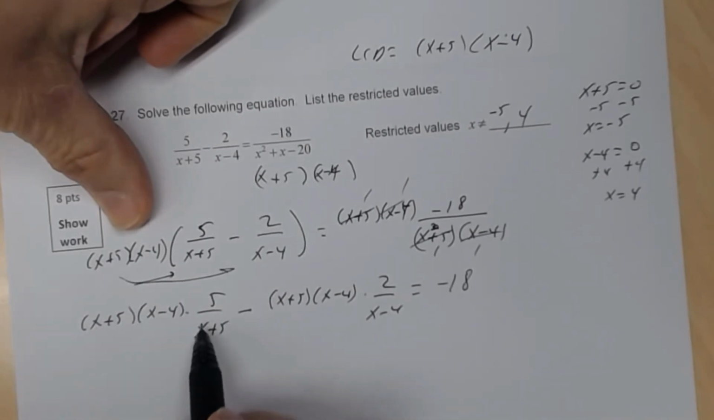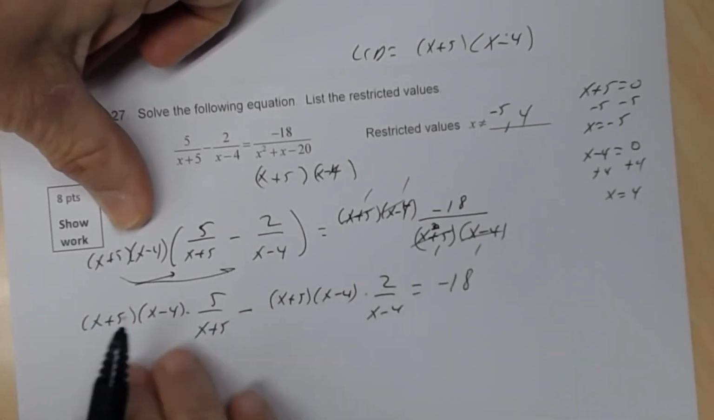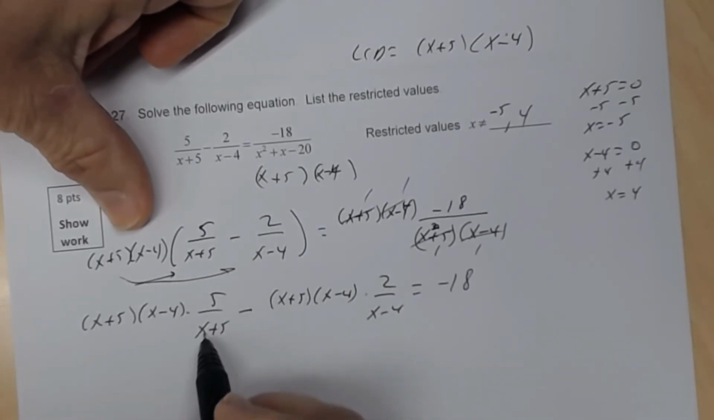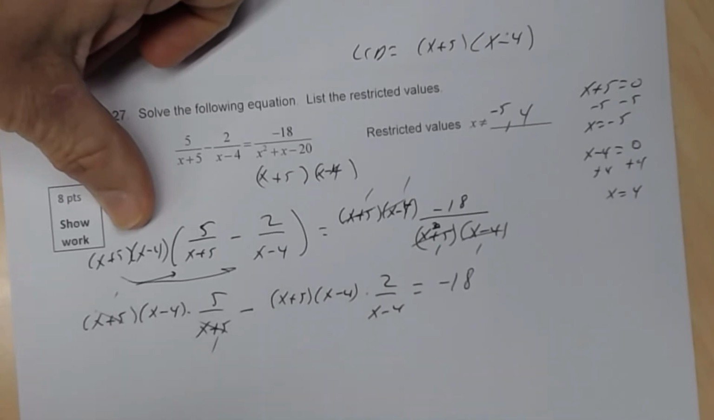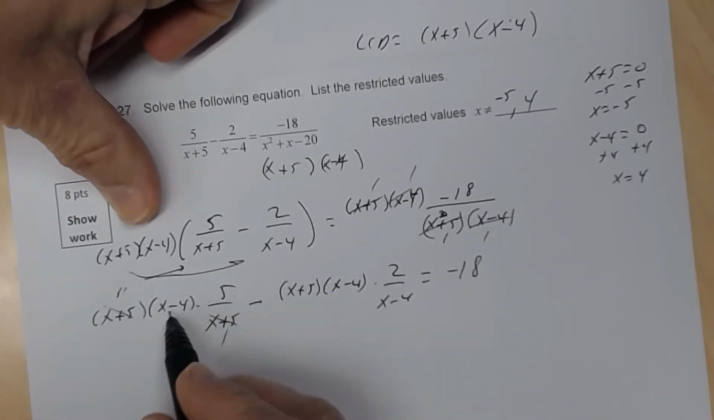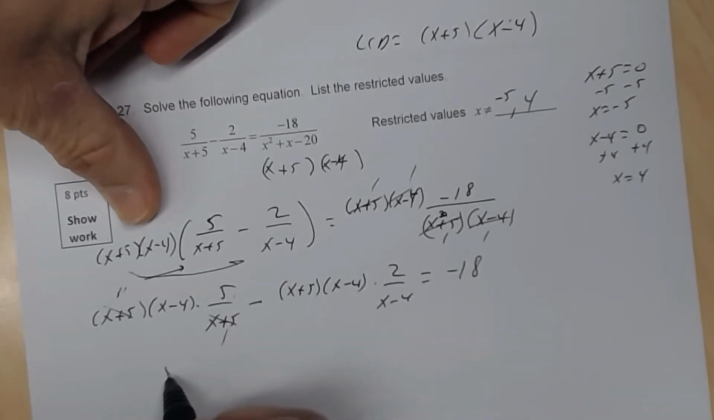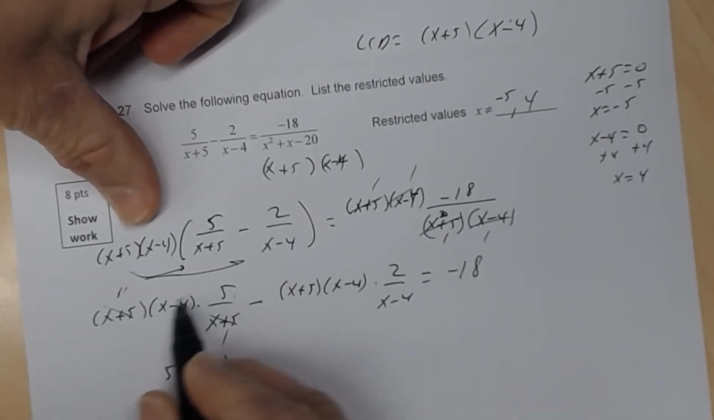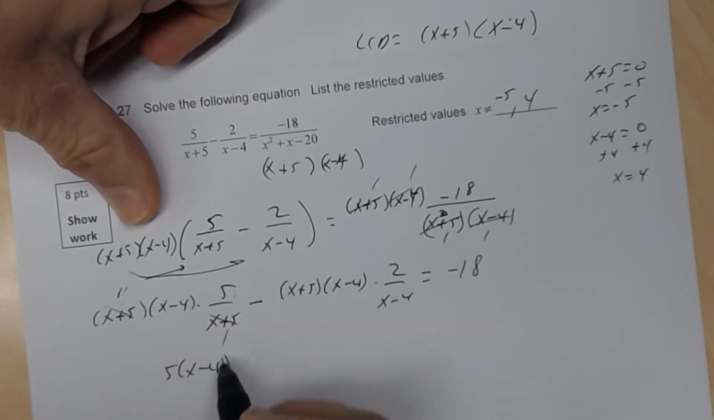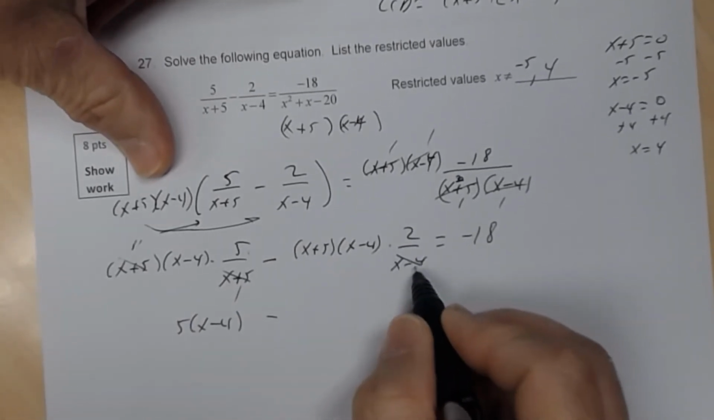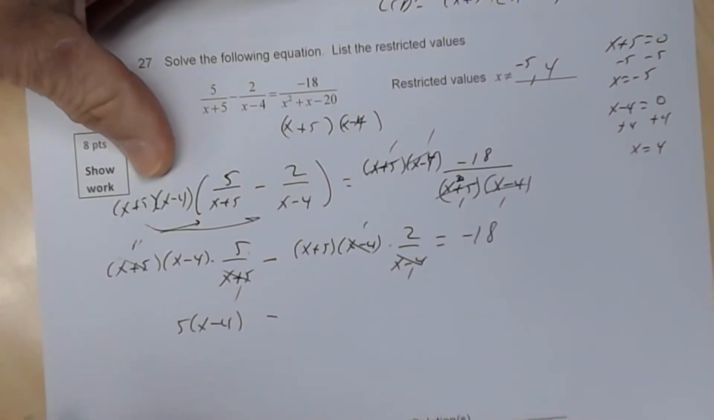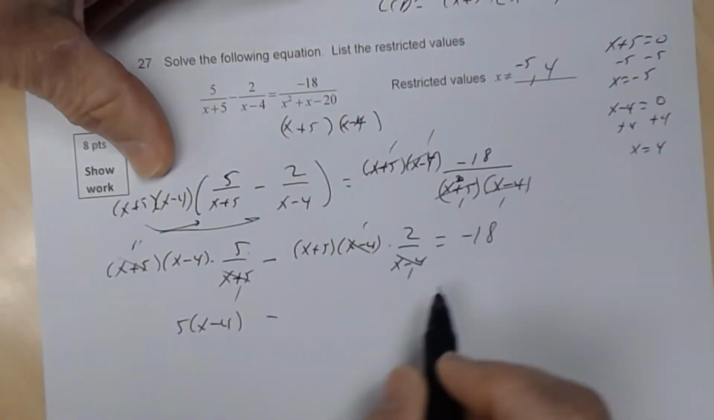All right, over here, I'm going to go ahead and distribute. Remember, the whole point of multiplying by the LCD is to make these 1s. So let's go ahead and reduce. The x plus 5 is 1, so those divide out. I'm left with 5 times x minus 4. I'm not going to distribute yet. Let's just write it 5 times x minus 4. So that's what this says: 1 times x minus 4 times 5 is 5 times x minus 4. Minus over here, if I reduce first, the x minus 4's divide out. Notice that's a 1 down here. That's what you wanted.